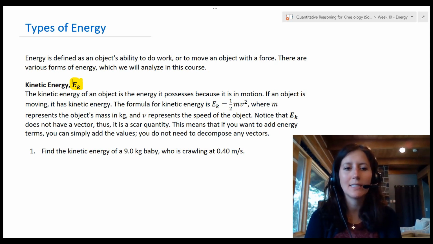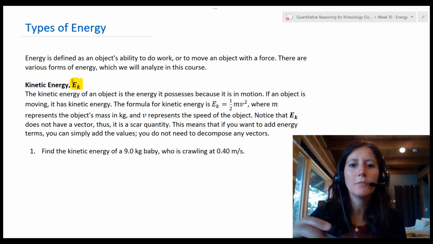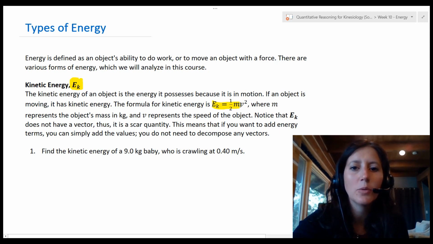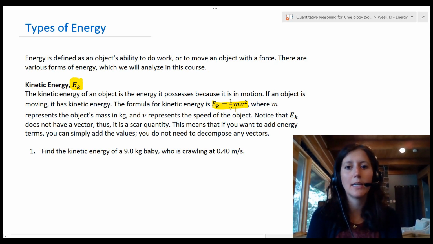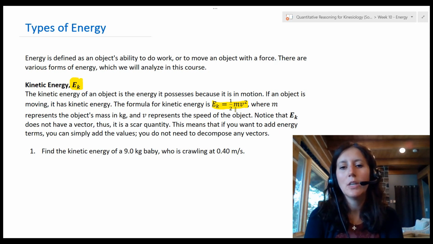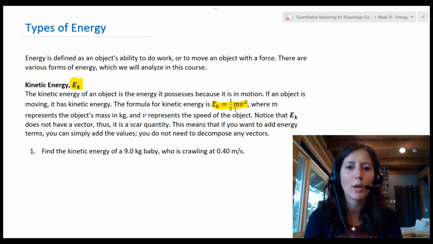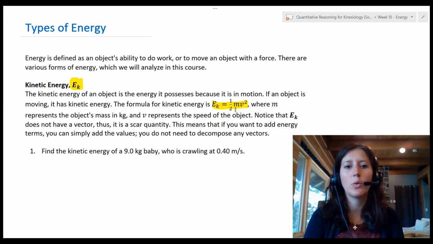If it's not moving, it doesn't have any kinetic energy. The formula for kinetic energy is EK equals 1/2 mv squared. That formula will be given to you on any test and exam. 1/2 times m, which is mass, times the velocity, which is the object's speed in meters per second. You don't have to include a direction there, squared. Notice that there's no vector on top of EK, and that's because it's not a vector quantity. There's no direction associated with energies at all. Okay, so energy is a scalar quantity.